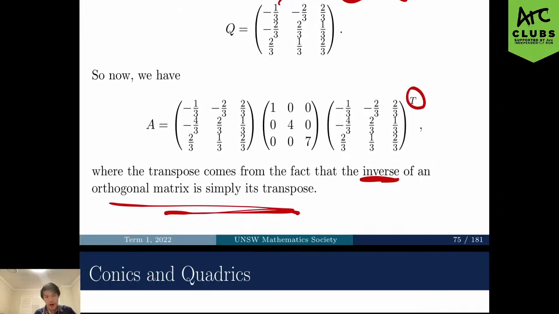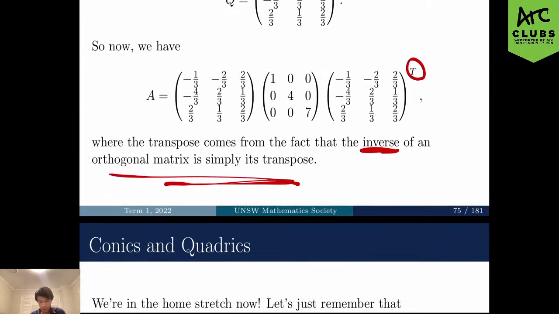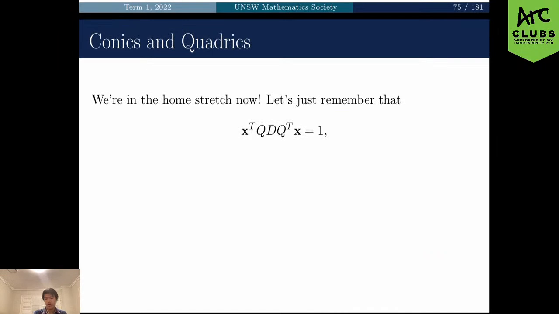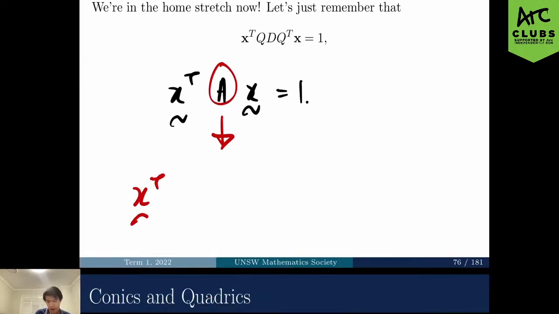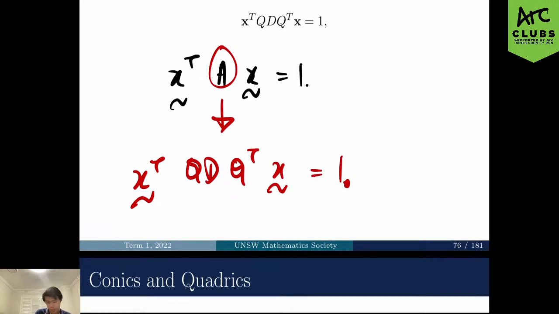All right, and this is where our question all comes together. We're in the home stretch now. So remember we had from before, x transpose times A times x equals 1. And that's all well and good, but we talked about how we want to break this down into a diagonalized version. So let's take x transpose Q D Q transpose times x equals 1. Okay, so that's broken down now.